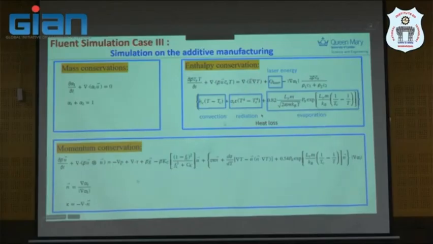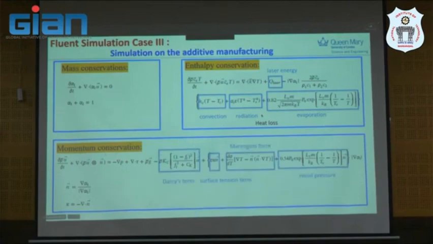And also, we use the momentum conservation equation to obtain the velocity of the liquid. Here, the liquid is metal, and in this equation, this one is the density term, this one is the surface tension term, and the magnetic force and the recoil pressure, which arise from the evaporation.